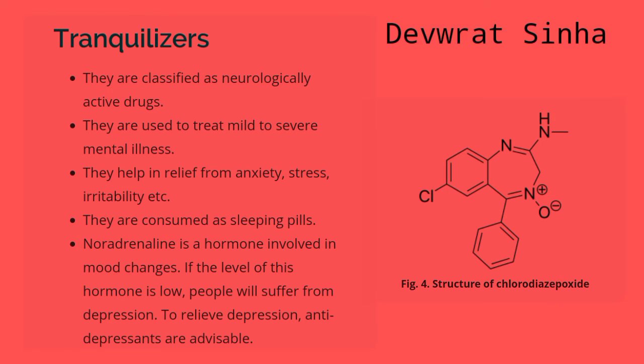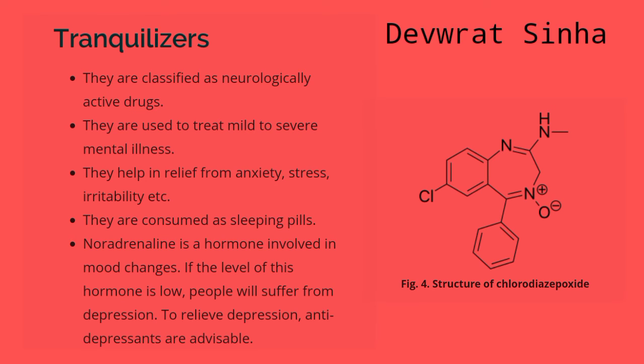Tranquilizers. First, they are classified as neurologically active drugs. Second, they are used to treat mild to severe mental illnesses. Third, they help in relief from anxiety, stress, irritability, etc. Fourth, they are consumed as sleeping pills.